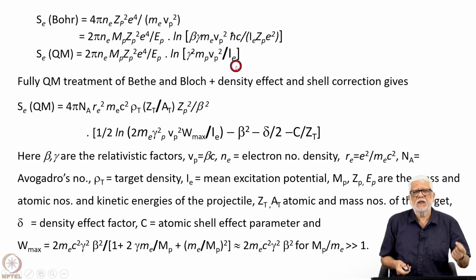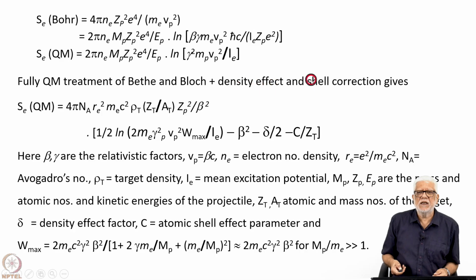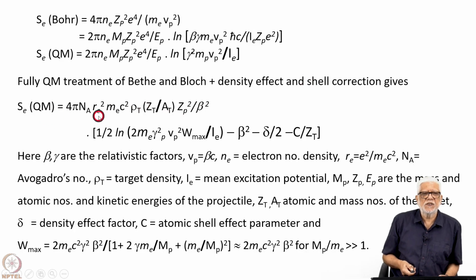As the particle moves faster and faster, there is a dilatation in the space, and so there is an increased density that the particle sees, and a shell correction, because of course target atoms have atomic shells. So if you include all of that, then the quantum mechanical expression is essential. This is a prefactor, but as you can see, the leading dependence is the same. It is Zp squared by beta squared.